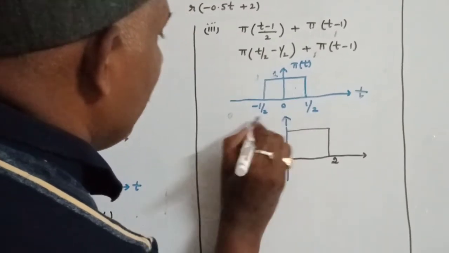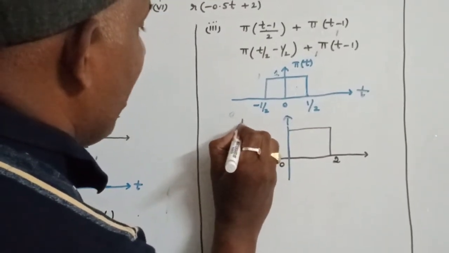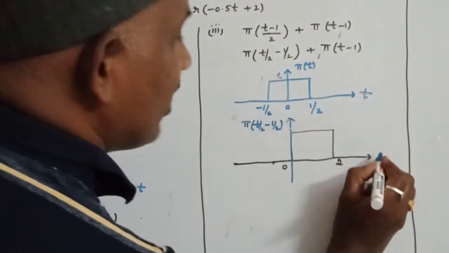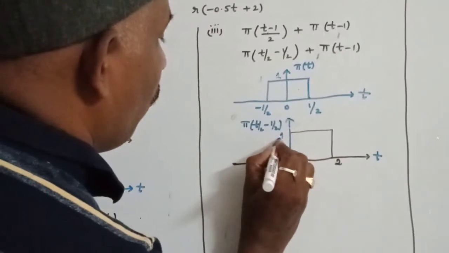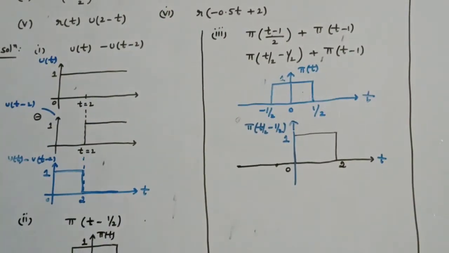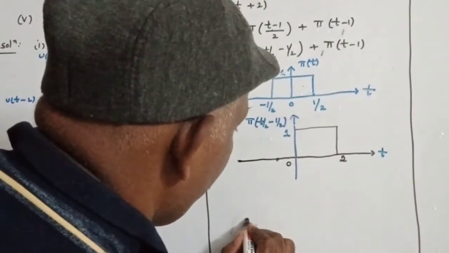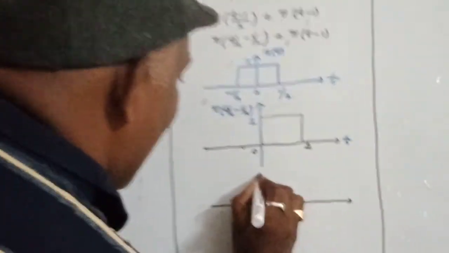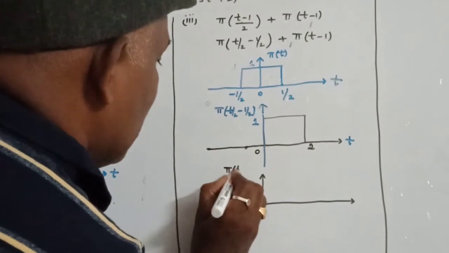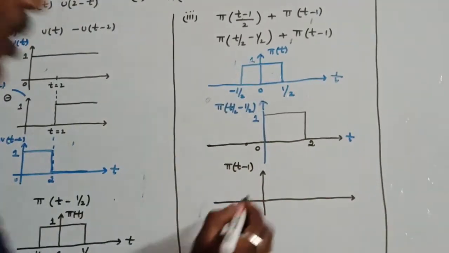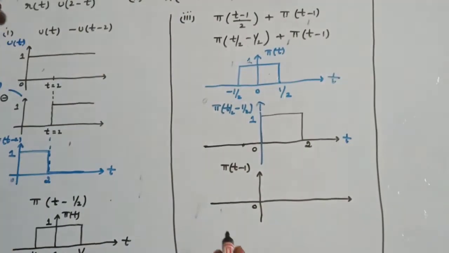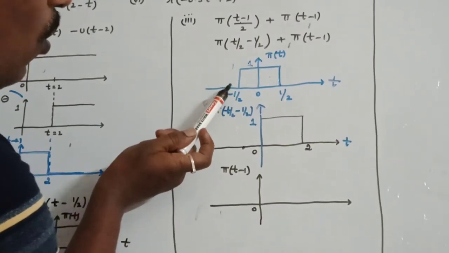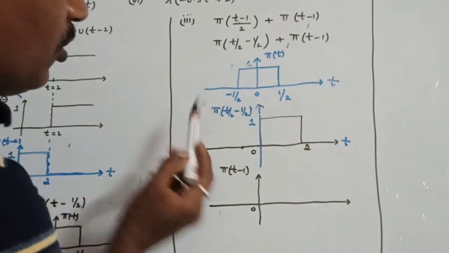So what is the signal? This is pi of t by 2 minus 1 by 2, of amplitude 1. So now let us draw, plus what we have to add. So we have to add pi of t minus 1. So this is 0. That means add to this scale 1. So 1 minus 1 by 2 will become 0.5.